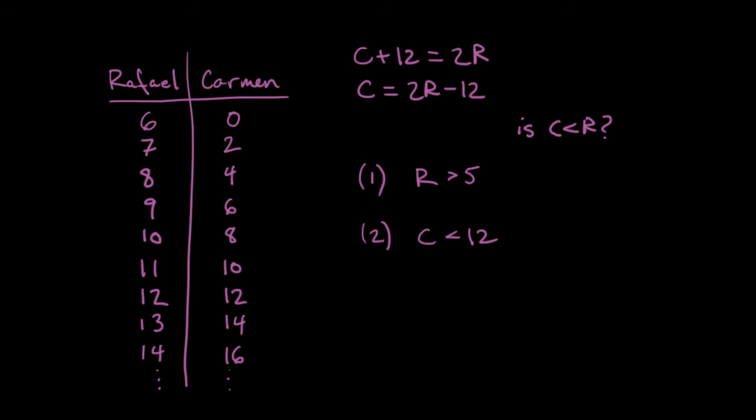And if r is greater than 5, well, maybe it's like 8 and 4, in which case Raphael has more. Or maybe it's 13 and 14, in which case Carmen has more. So statement 1 is not sufficient.